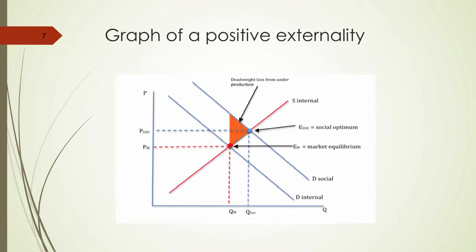In the case of the negative externality, we want to discourage that behavior. And so what we might do is tax that behavior or increase the regulations on those industries. But in the case of a positive externality, we want to encourage that activity, so we might end up subsidizing it.